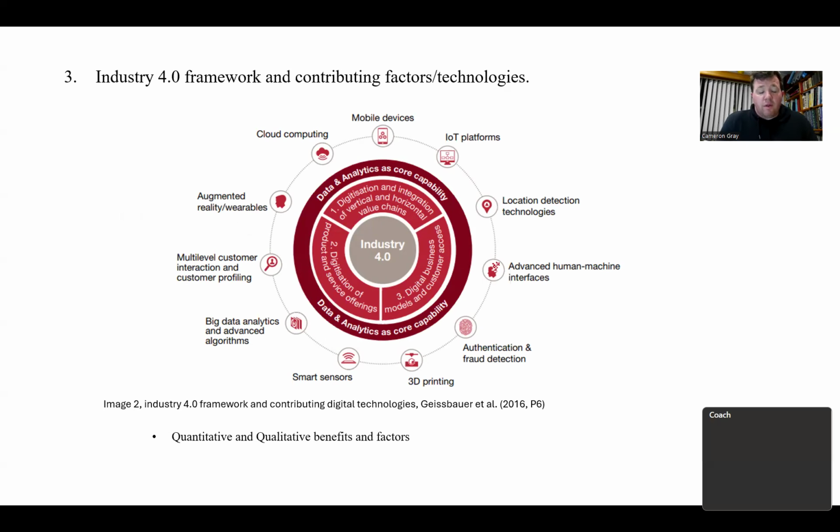Another good thing that I really liked was Industry 4.0 framework and contributing factors. We started to look at the quantitative and the qualitative benefits and factors there, and we started to look at some of those things that are then supporting those processes that we just discussed in my topic 2 there. We're looking at things such as augmented reality, cloud computing, mobile devices.